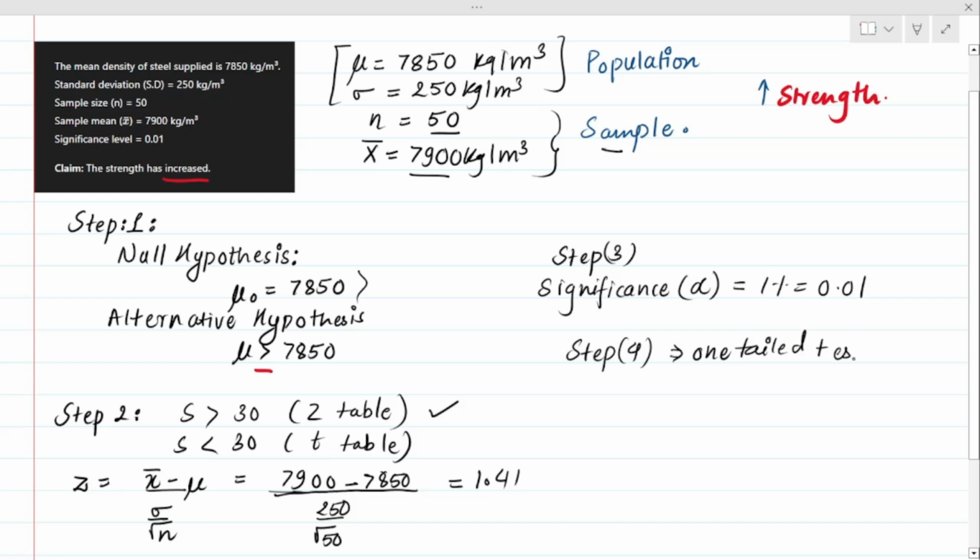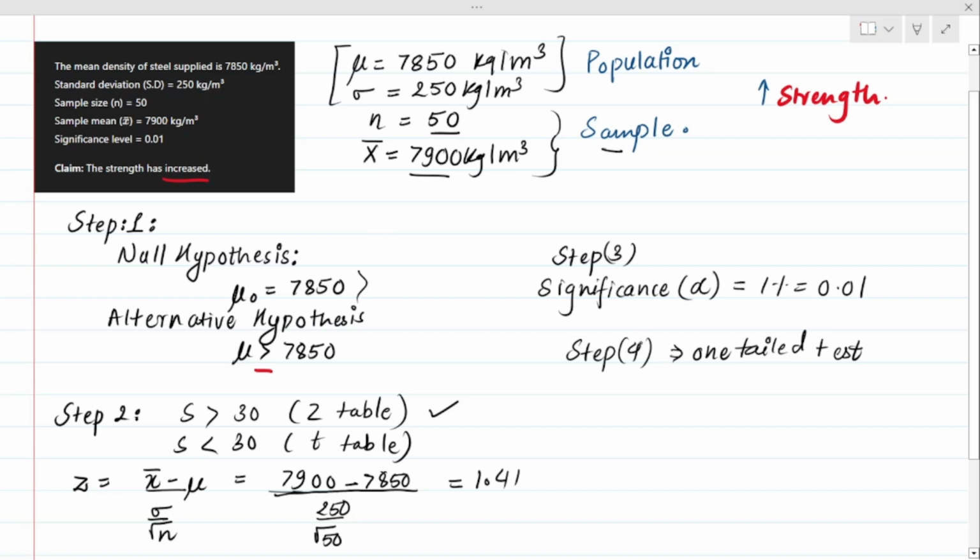If your question says something like prove that the strength has increased, that is one-tailed. But if the question says prove that the density has changed, or support the claim, or test the claim that the strength has changed, so if something like change is given, then that kind of thing is a two-tailed test. This is all that we need to know in this part.